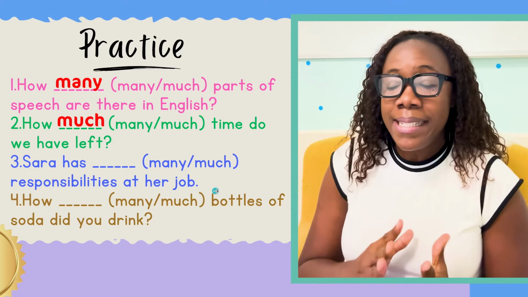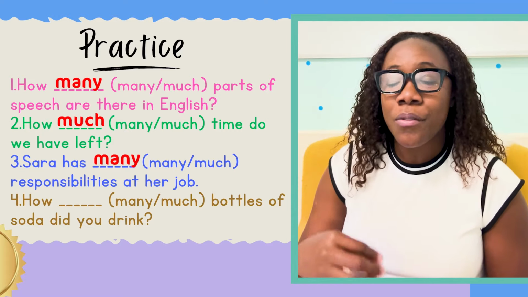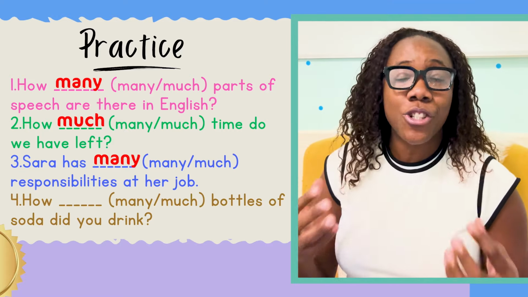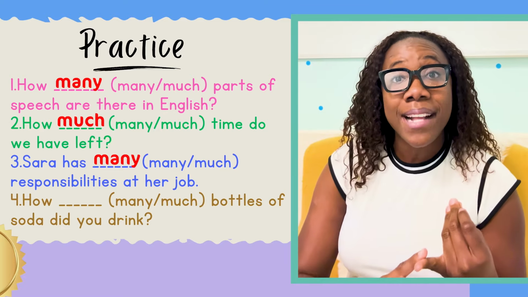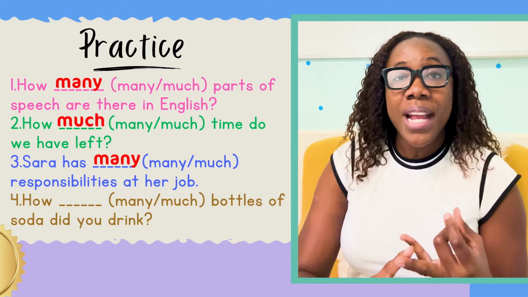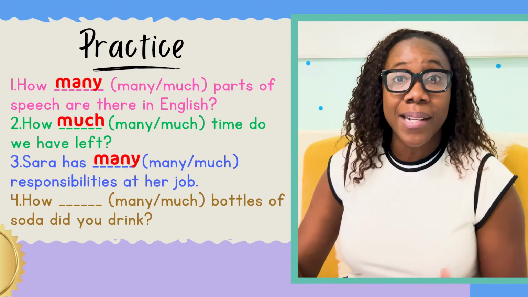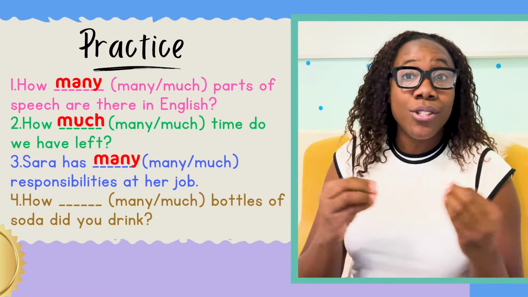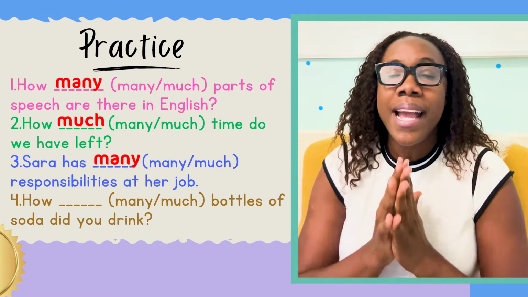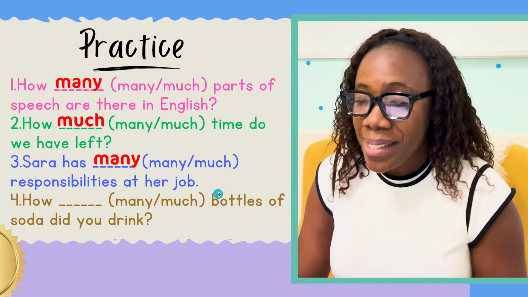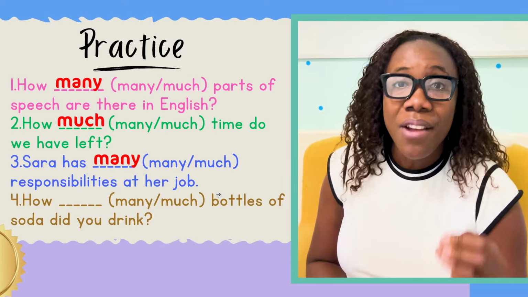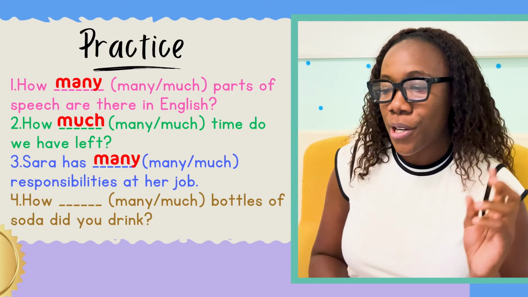Number 3, Sarah has many responsibilities at her job. We can count her responsibilities. Number 1, she has to answer the phones. Number 2, she has to make appointments for her boss. Number 3, she has to schedule interviews for her boss. So we can count her responsibilities, and therefore we say Sarah has many responsibilities at her job.